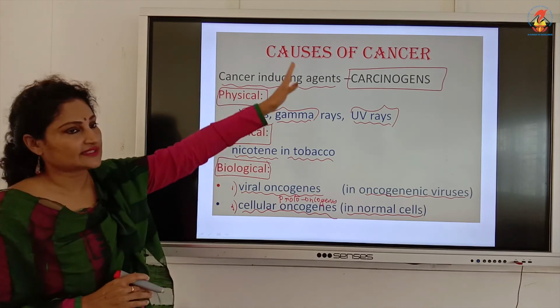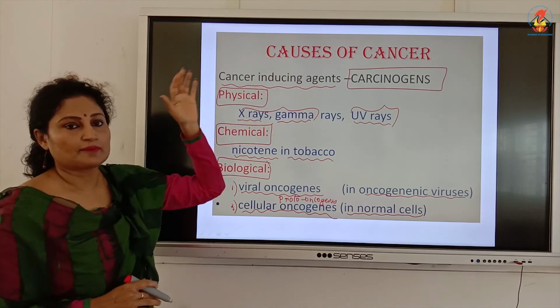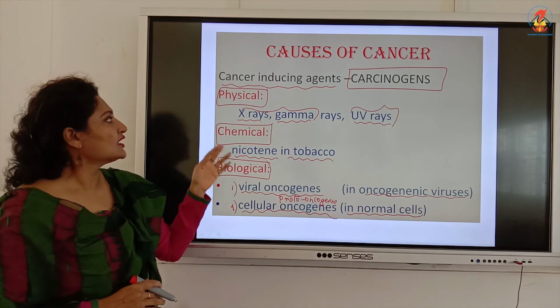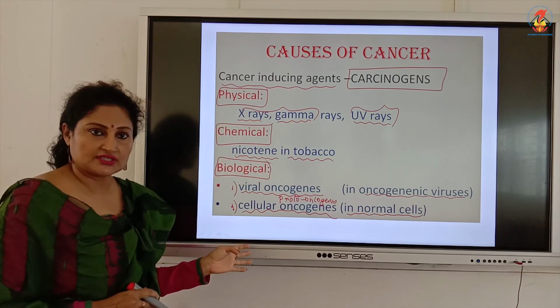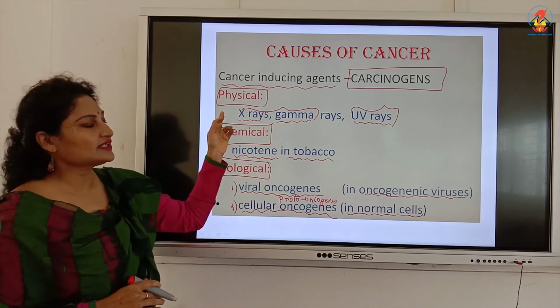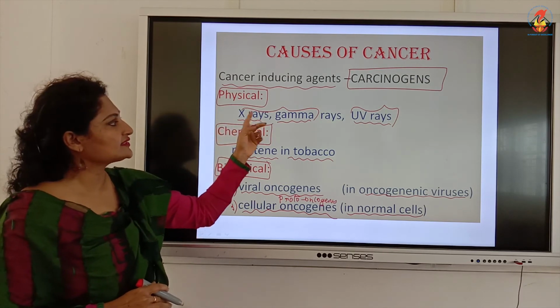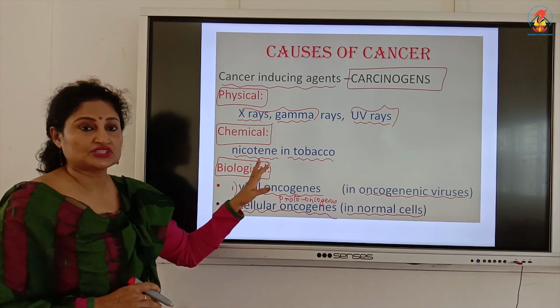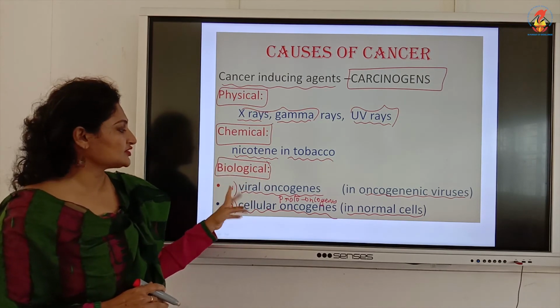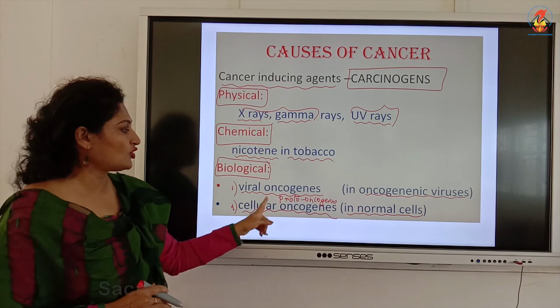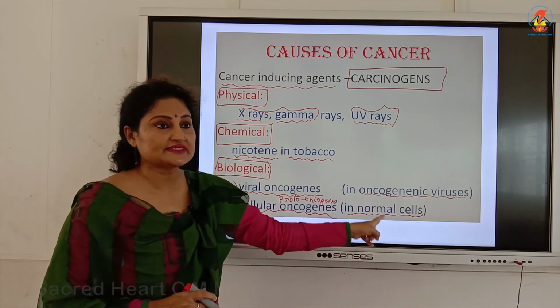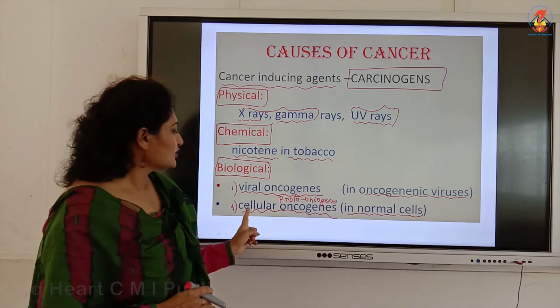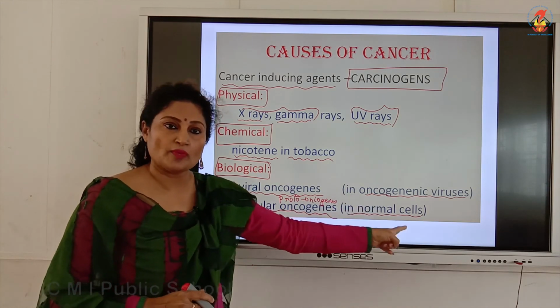Clear? So, once again, causes of cancer are broadly classified into three: physical, chemical and biological carcinogens. Physical carcinogens include X-rays, gamma rays and UV rays. The chemical carcinogen mentioned in the text is nicotine in tobacco, and biological carcinogens include viral oncogenes and cellular oncogenes. Viral oncogenes are present in oncogenic viruses and cellular oncogenes are present in normal cells.